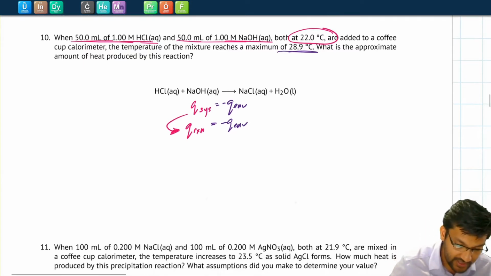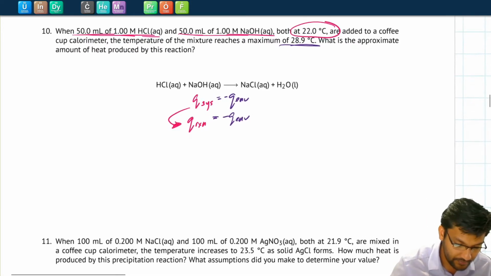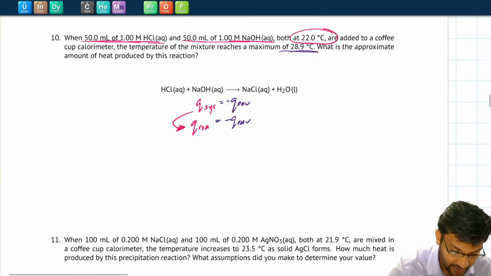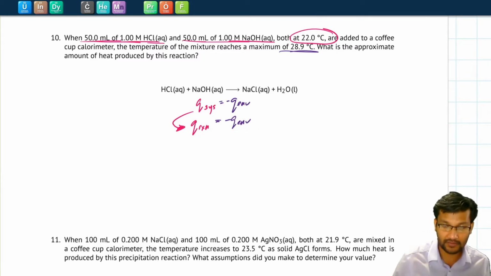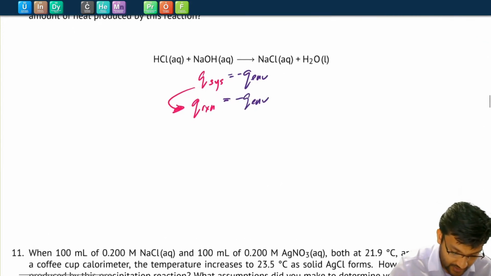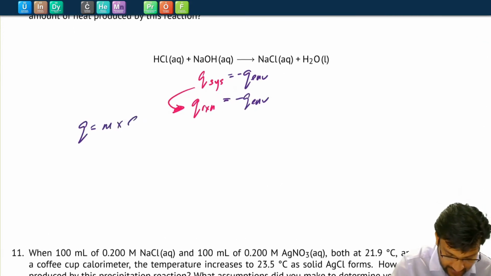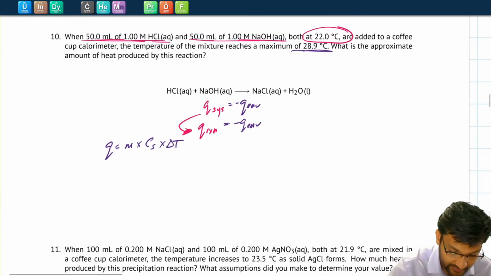So the question is, what is the approximate amount of heat produced by the reaction? So let's figure that out. So we know that the heat for the reaction will be negative the heat for the environment, the solvent. So let's find the heat for the solvent. So we know that the heat will be equal to the mass times the specific heat capacity times the temperature change. So let's see if we have all of these pieces of information.